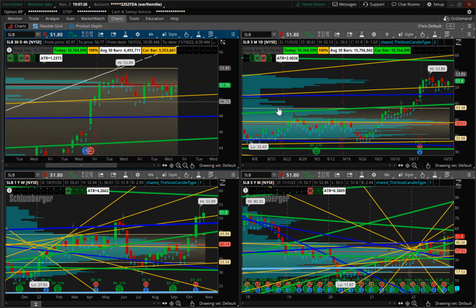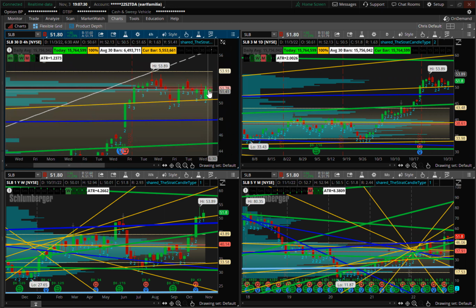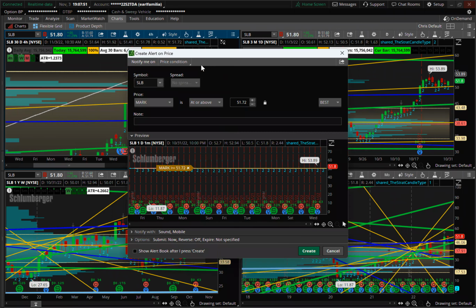Again, SLB, that's Slum. We got Slum right at point of control. Looked like it tried to push a tick above it. We're just sitting there consolidating. The week is still inside, so that all lines up. But we're looking for entry on the 212 on the 4-hour above 51.92. You're about 12 cents away from the trigger point now.